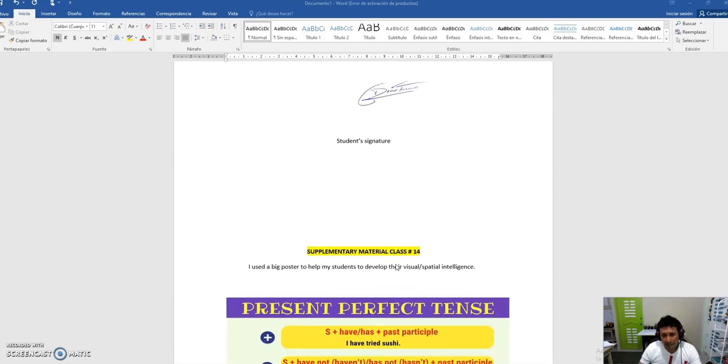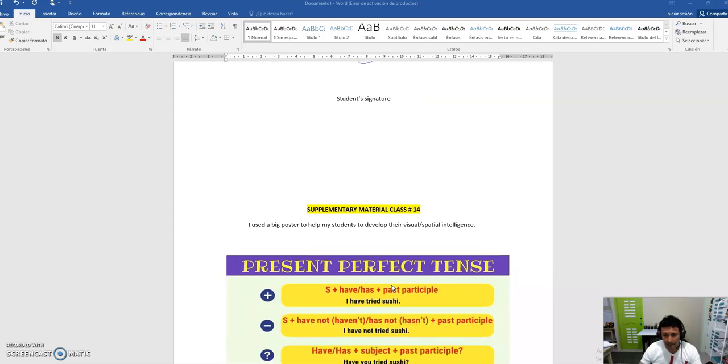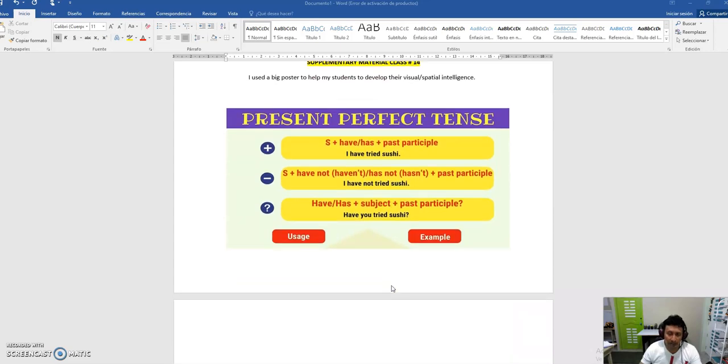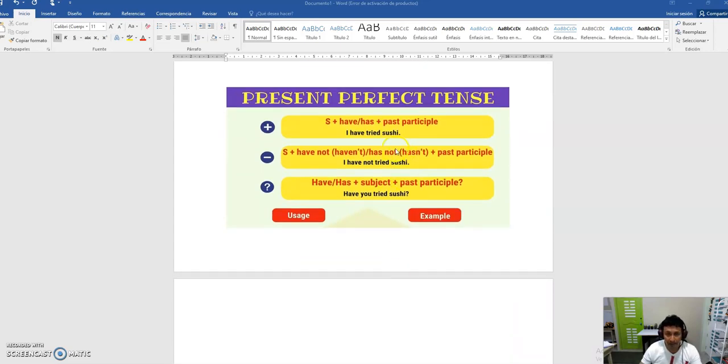And finally, the supplementary material that I chose from the internet. Here I use just a big poster that has all the information of my class or my topic, the present perfect tense. I chose this to develop their visual sense and make it easy to remember what I was teaching. This is the poster, present perfect tense.